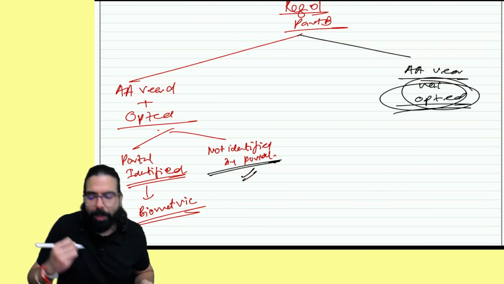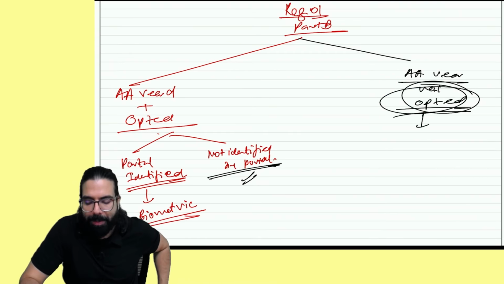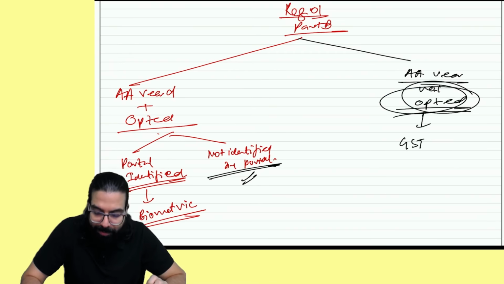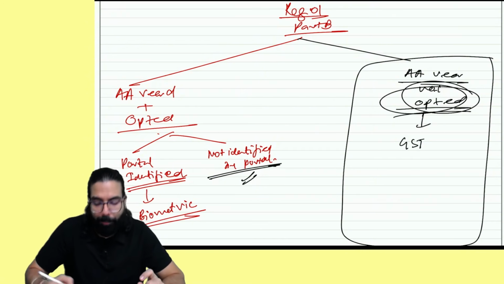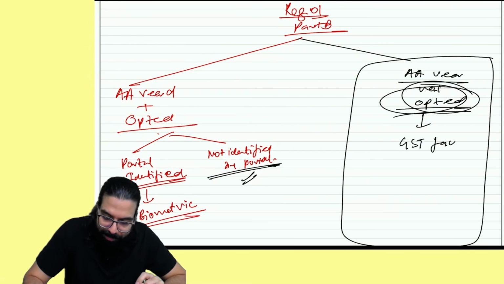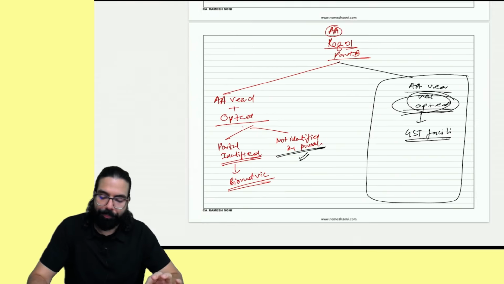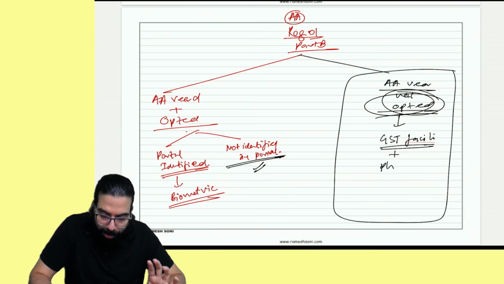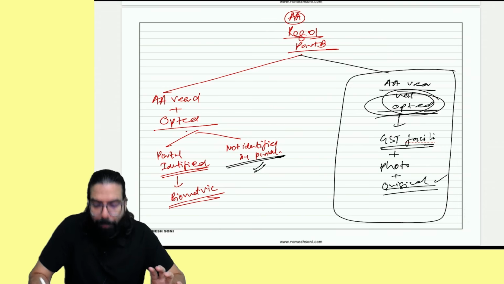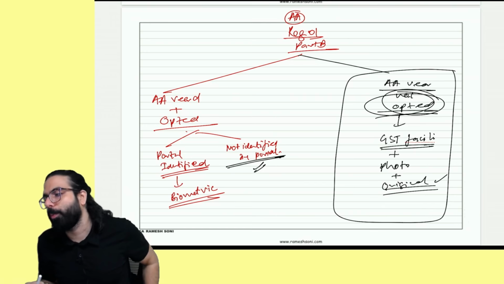If you have not opted in spite of being required, they are telling, beta, please come to GST. This is the main point, which is the amendment point. You have to come to GST Facilitation Center, and there they will go ahead and take your photograph plus original document will be checked, and only then your application will be deemed to be submitted. I hope this point is clear.